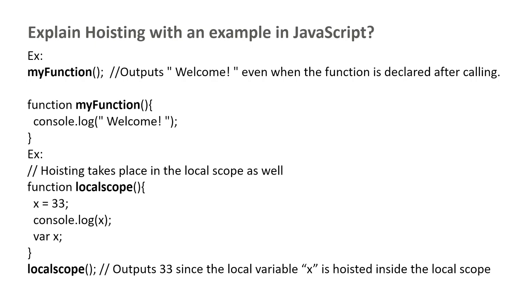Second example, hoisting takes place in the local scope as well. So function local scope, x equal to 33, console.log x, var x, local scope, call local scope function. So the output is 33 since the local variable x is hoisted inside the local scope.